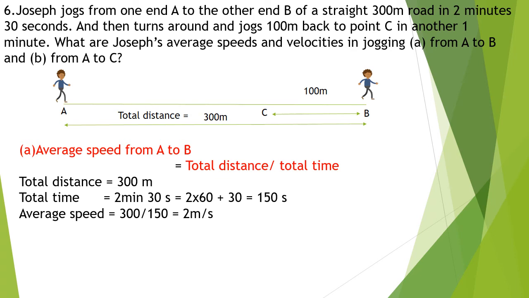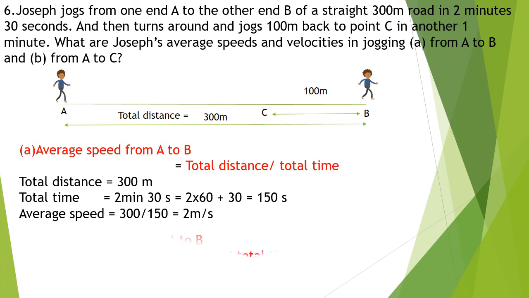So children, look at the diagram, the picture that I have given there. The total distance from A to B is 300 meters. When the person goes from A to B, it is very easy. Average speed is total distance divided by total time. The total distance given is how much, children? 300 meters. Total time is 2 minutes 30 seconds. So we have to convert that, isn't it? So that is 150 seconds. So average speed is 300 divided by 150. So we'll get it as 2 meter per second.